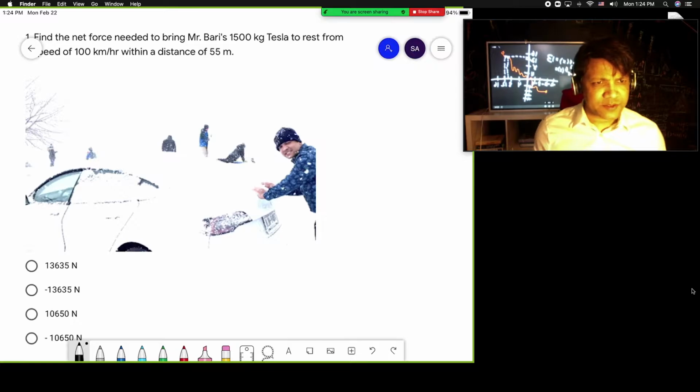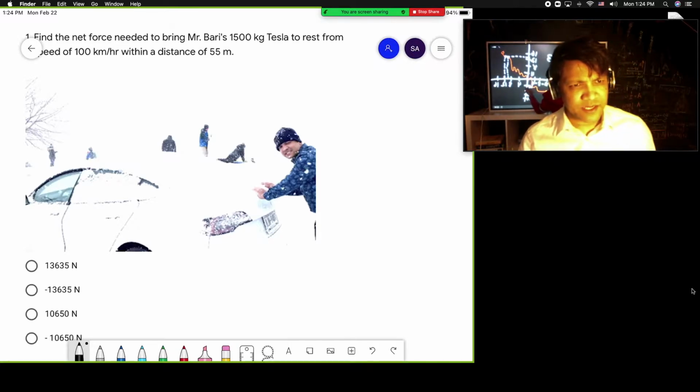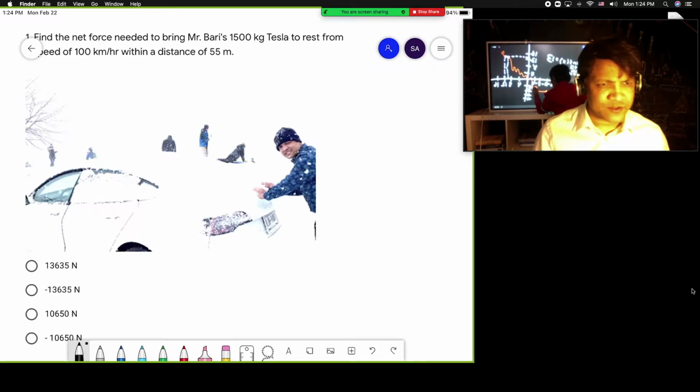Mr. Barry is trying to stop the car. In order to stop the car, he has to apply force opposite to the motion of the car. So there would be a negative acceleration, so we expect a negative force. Negative force is because the acceleration would be negative, opposite to the motion of the car.